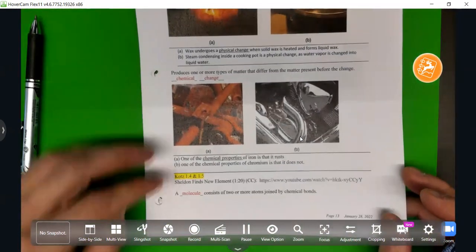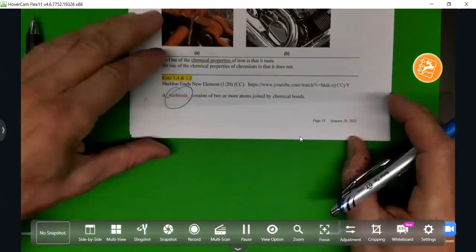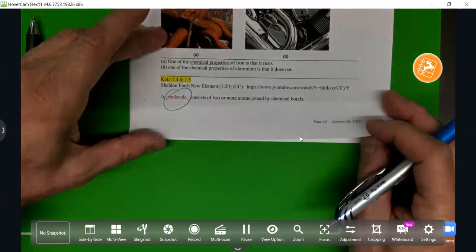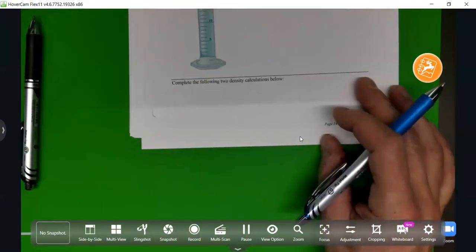Okay. And then I put molecule down here. Two or more atoms joined by chemical bonds. We'll talk about that in the next chapter. Now we're going to talk density.